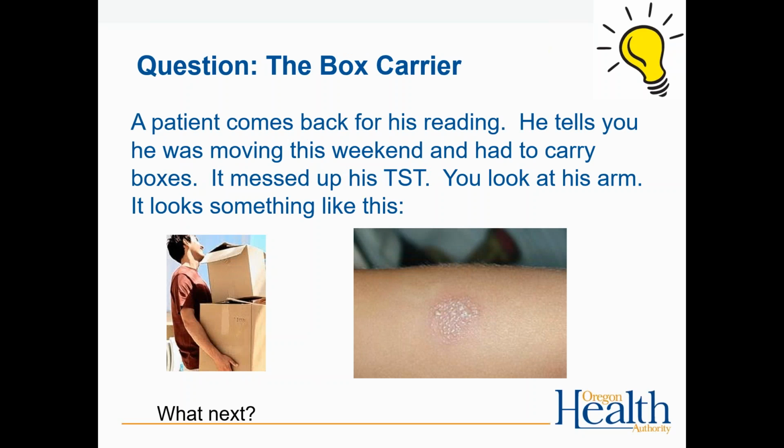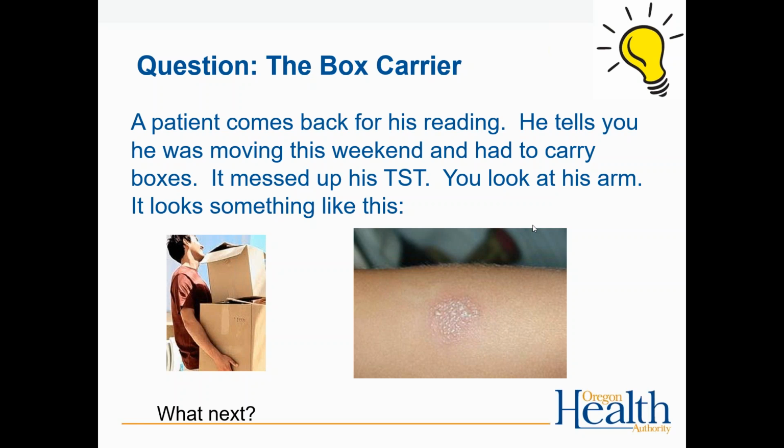All right, here's a little scenario. This is kind of what Dr. Winthrop was just talking about. A patient comes back for his reading. He tells you he was moving this weekend and had to carry boxes. It messed up his TB skin test. You look at his arm and it looks something like this. So people can go ahead and put an answer in the question box for what you think you would do.